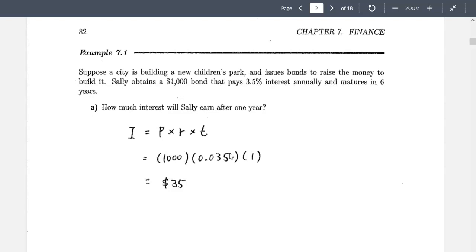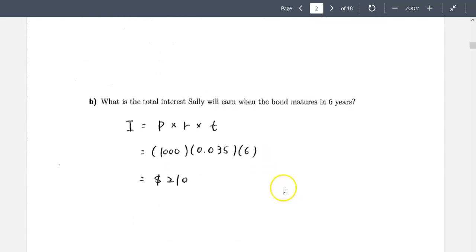So question number 1, if you want to know how much interest Sally earned after 1 year, you simply take the principal, which is $1,000, times the 3.5%. Now remember, our calculator doesn't like percents too much. Make sure you change that to a decimal, so 0.035, times 1 year. That's the time. So the answer is $35.